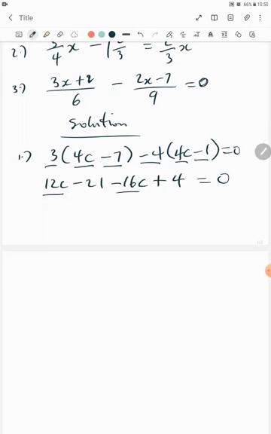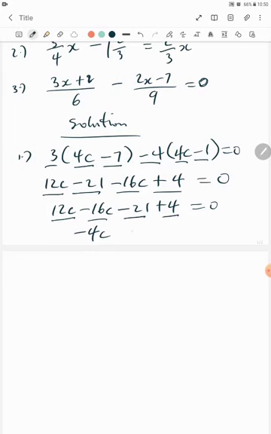Now we can group 12c with minus 16c. That will be 12c minus 16c. You are not changing any sign because none of them is crossing the equal sign. So minus 21, you are only shifting minus 21 plus 4. So you have plus 4 still equal to 0. So 12c minus 16c will give me minus 4c. Minus 21 plus 4 will give us minus 17.